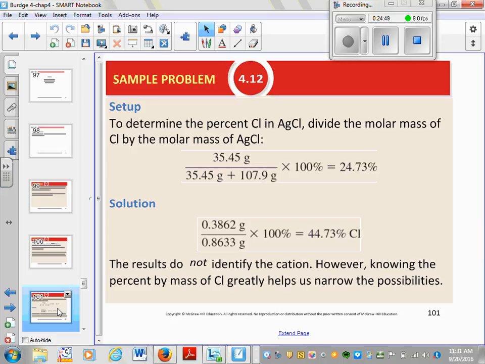Very seldom do you get one equation per problem. A whole bunch of things you've got to put together to come up with a solution.